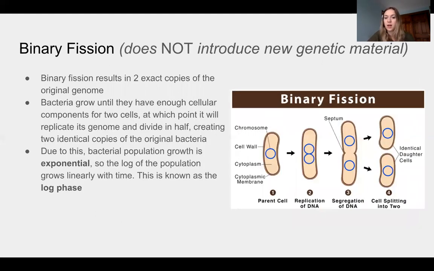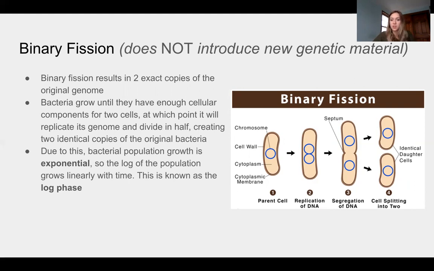So binary fission does not introduce new genetic material. This is probably the most common form of reproduction for prokaryotes that will be seen on the MCAT. It just results in two exact copies of the original genome, so two daughter cells that are identical to the parent cell. You can think of it kind of like the bacterial version of mitosis. Basically, the cell grows big enough until it has enough machinery for two distinct cells, and then it divides in half, leaving two identical copies.